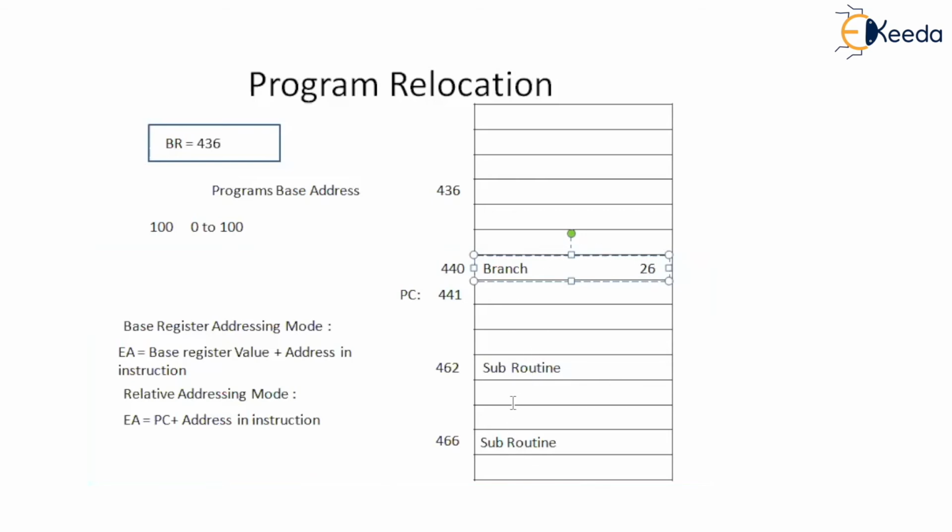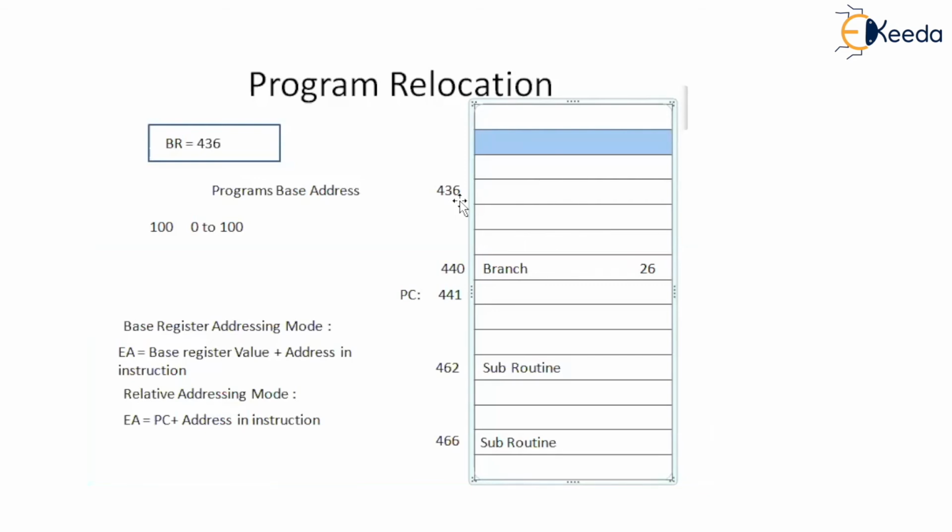Try to understand. How can I branch right now? If I say branch to 26, simply without using any other addressing mode, program control will take me to some 26th location in memory. But is this a part of your program? This 26th location is not a part of the program. If I go to 26, the operating system will terminate me, because the program base address is 436 and the program size is 100 instructions.